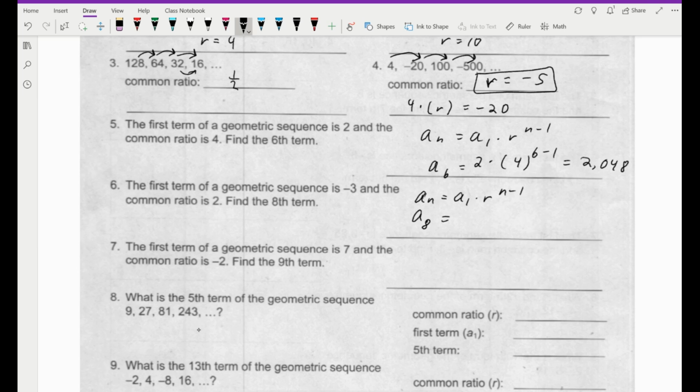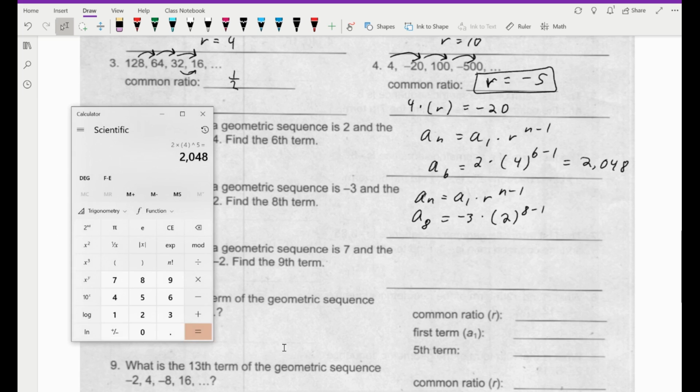So a sub 8 is equal to the first term, which is negative 3. The common ratio is 2, and we want to find the 8th term, which is 8 minus 1. So we're going to do here negative 3 times, I'll put parentheses, 2 here, raised to the 7th. And we get negative 384.